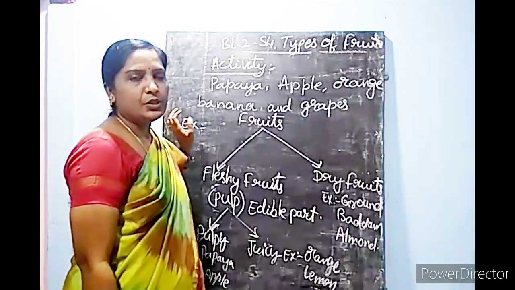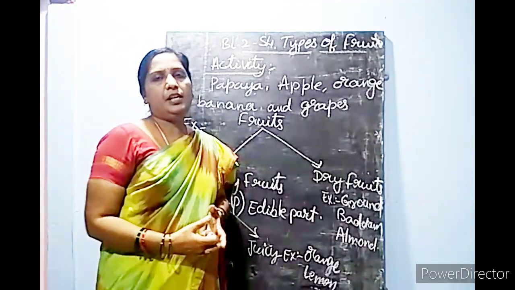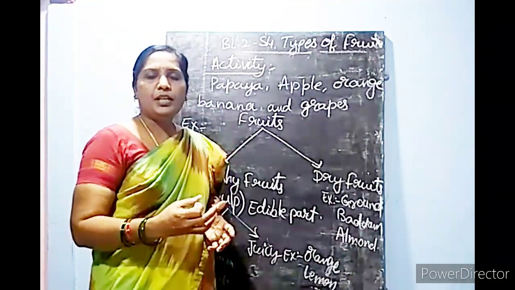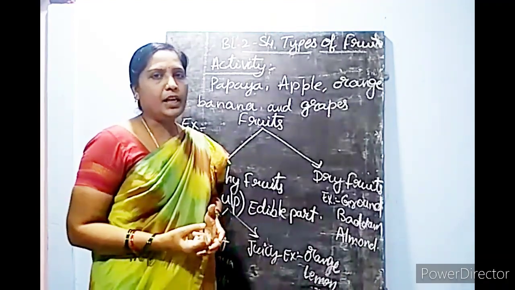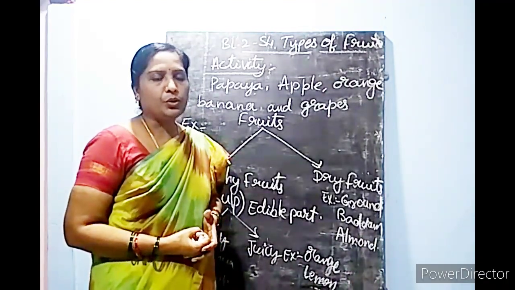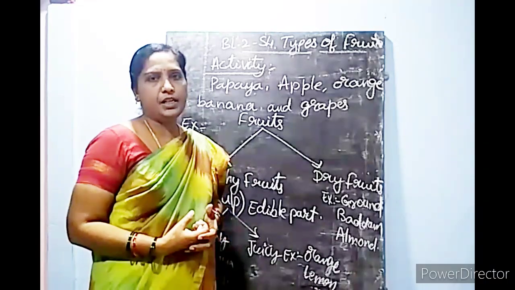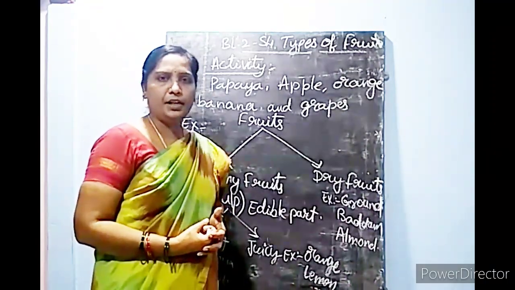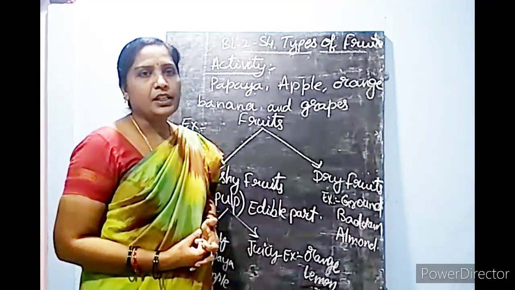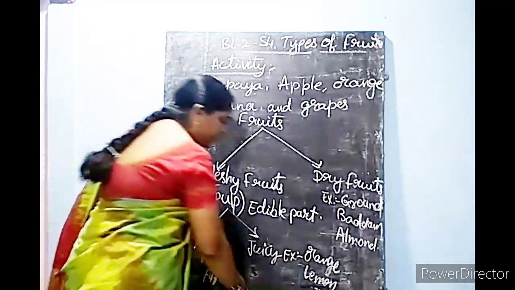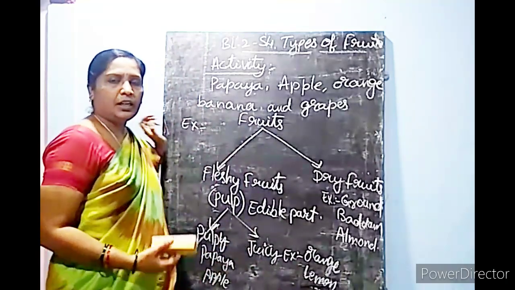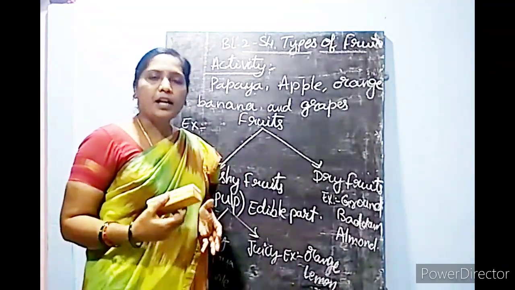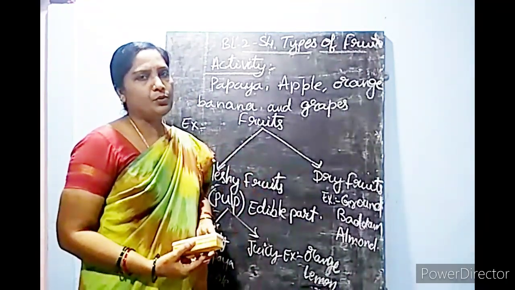So, understood? Now, in the coming week, you make a tabular column in your notebook. What are the different fruits you are eating and under which group they are coming, you try to identify. Okay. Now we will see, are there any other groups, are there any other ways to classify the fruits? We'll see.